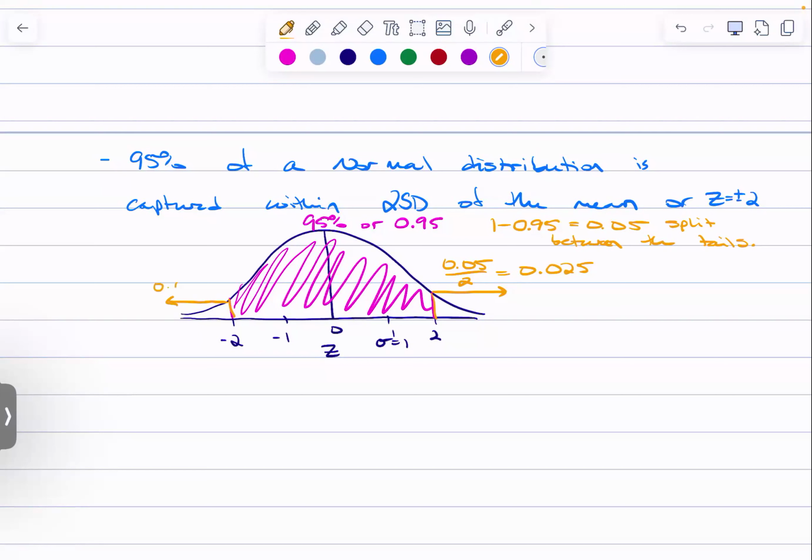And so same thing here, 0.025. So the probability, right, of scoring higher than 2 standard deviations above the mean is 2.5%, very small. Right? And so you'd probably get accepted, right? Because that's hard to do.